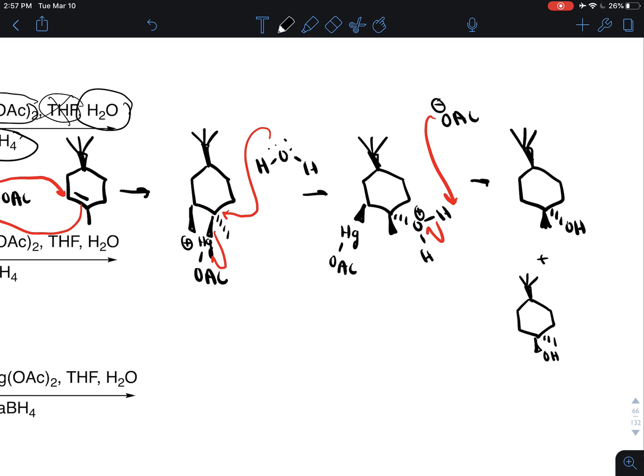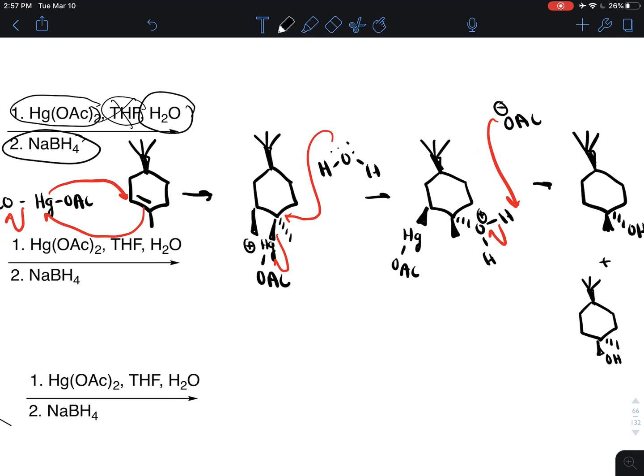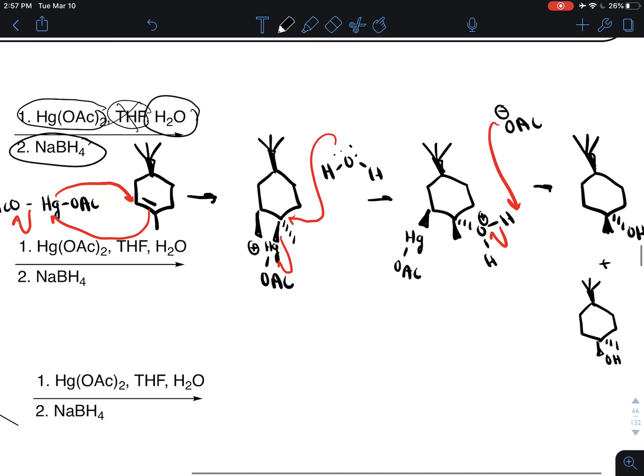Notice how there are no possible rearrangements anywhere in that mechanism. We did not form a carbocation, so we can't do any sort of rearrangements. So it is going to follow Markovnikov's rule in the sense that we're going to form more substituted alcohols. However, if there's a potential rearrangement, that won't happen.